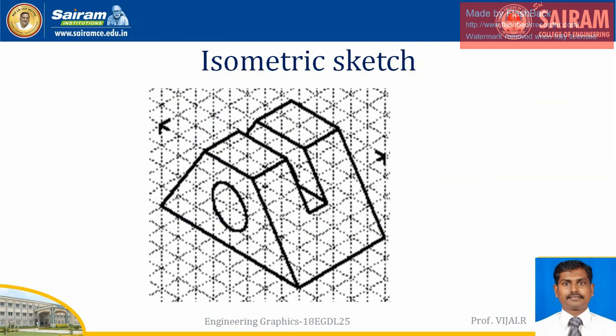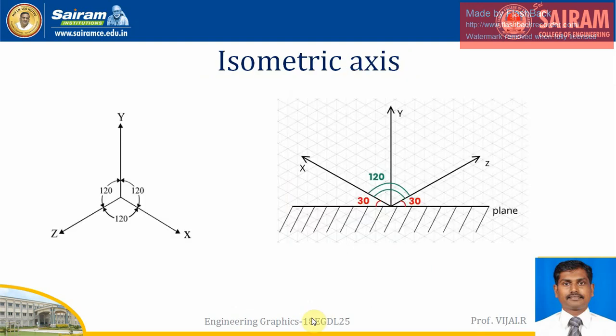In isometric sketching we draw with the help of a sketch sheet like this. The objects will look like this, and in the sketch sheet the lines are given at 30 degrees: 30 degrees in this direction, 30 degrees in this direction, and then vertical, 90 degrees. Normally the three axes are called the coordinate axes x, y, z. A circle of 360 degrees divided by 3 axes gives 120 degrees each. This is the normal coordinate axis.